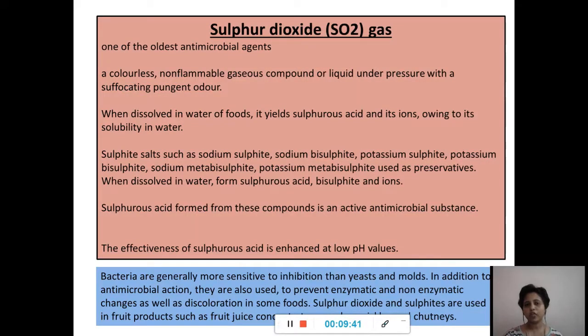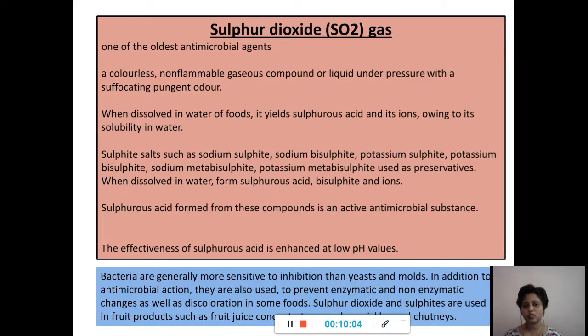Then you have something else called sulfur dioxide. It's a gas, and it is one of the oldest antimicrobial agents. It is a colorless, non-flammable gaseous compound, or a liquid under pressure, with a suffocating pungent odor. When it is dissolved in the water of the food, it yields sulfurous acid and its ions, owing to its solubility in water.